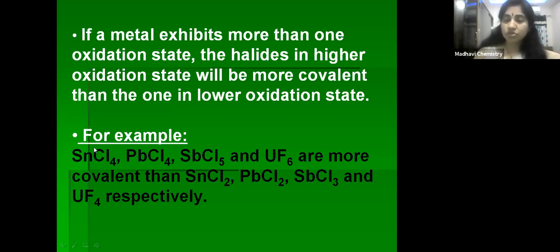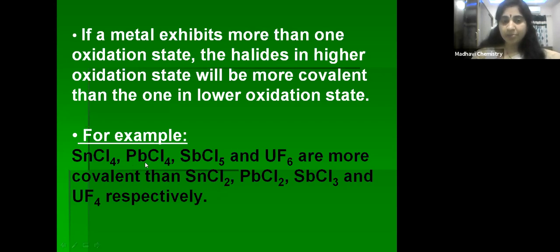So in SnCl4, the metal is in the higher oxidation state and has more polarizing capacity. Why does it have polarizing capacity? Because as the cation charge increases, the size decreases. Size decreasing means the nuclear charge acts more strongly on the outer electrons, so it gets polarizing capacity. That's why covalent nature increases. So see, children, if you compare SnCl4 and SnCl2, SnCl4 will have more covalent nature.